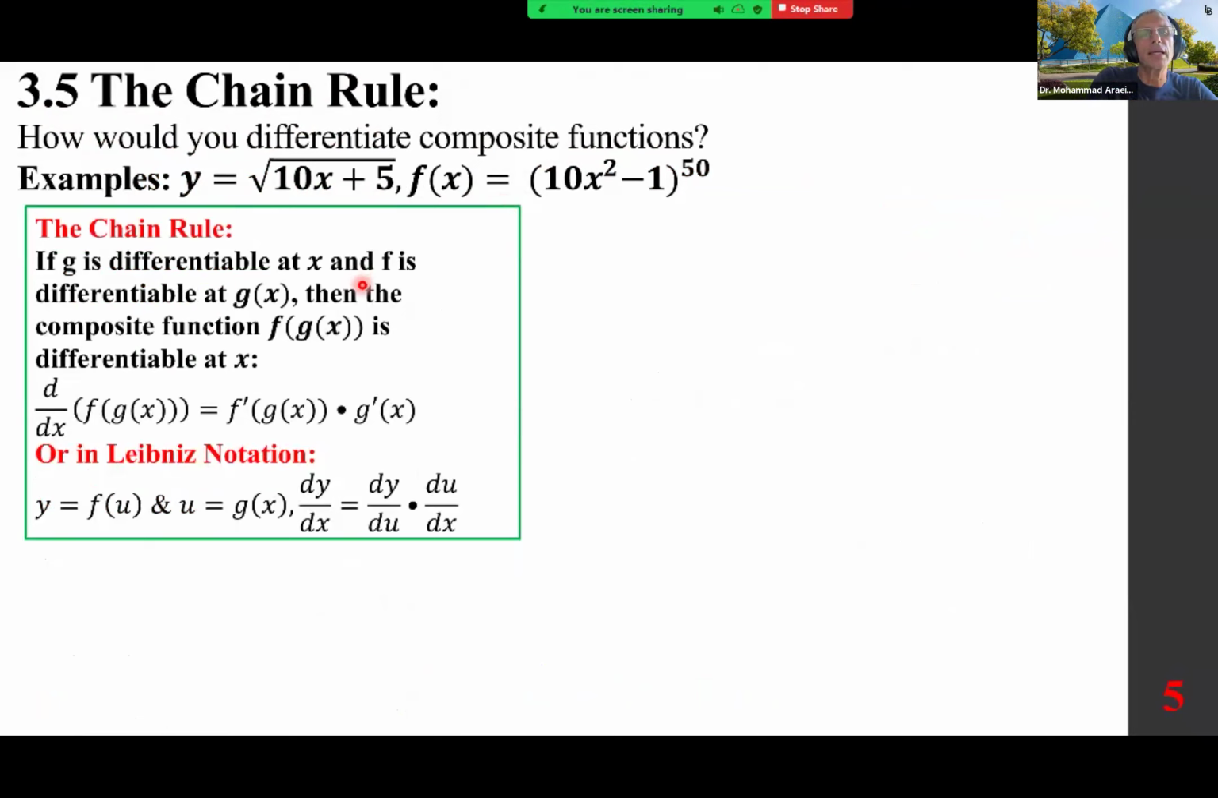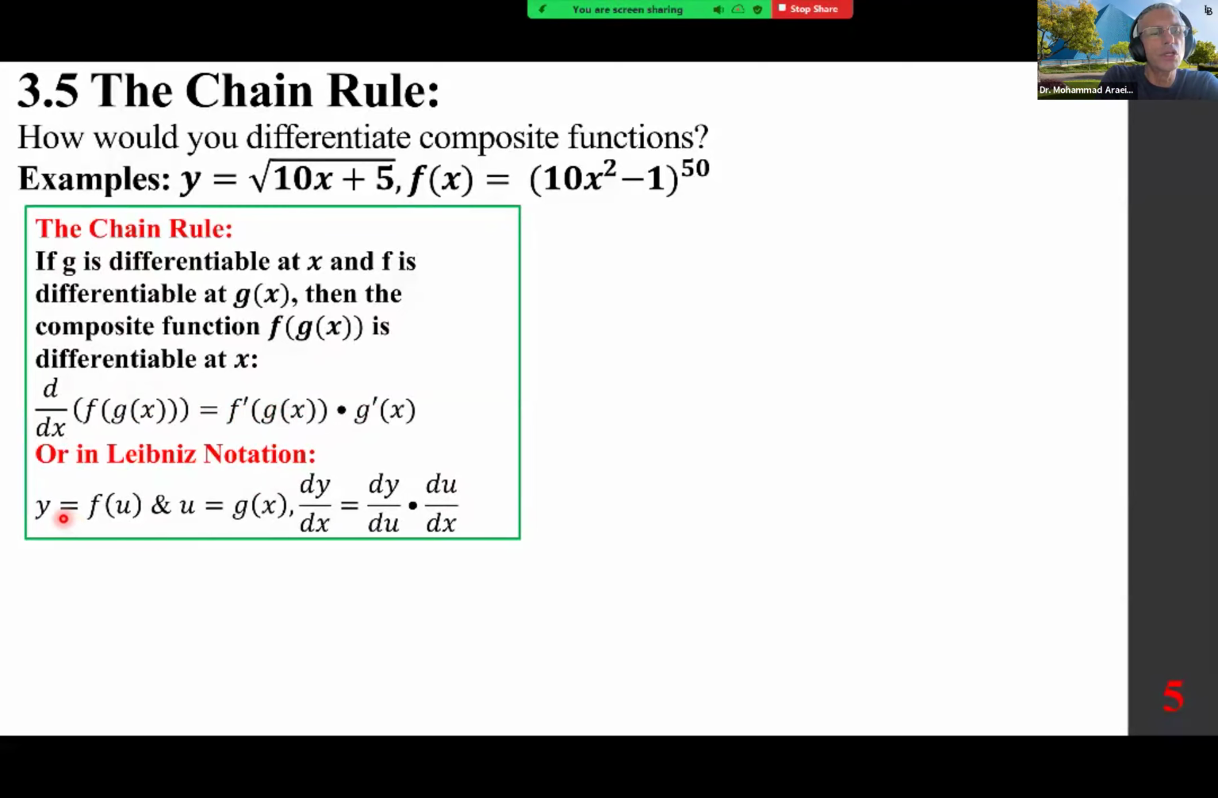If g is differentiable at x and f is differentiable at g of x, then the composite function f of g of x is differentiable at x. d/dx of f of g of x is f prime of g of x times g prime of x, meaning when you're given f of g of x, differentiate the outer function evaluated at g of x, times the derivative of the inside.